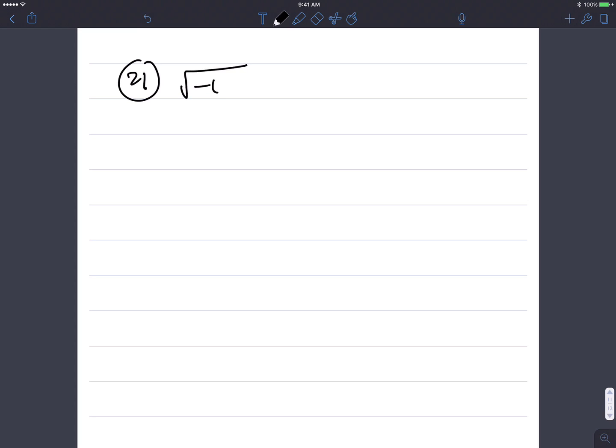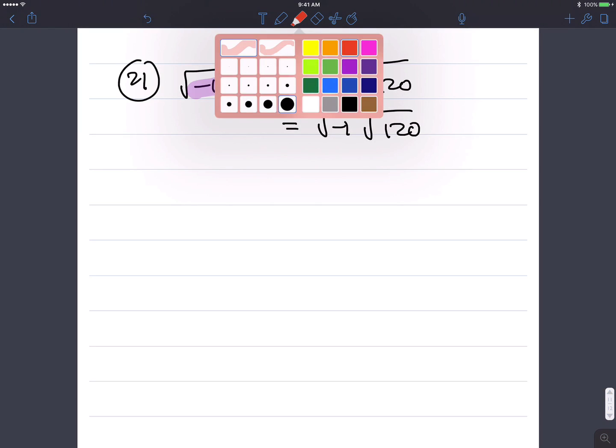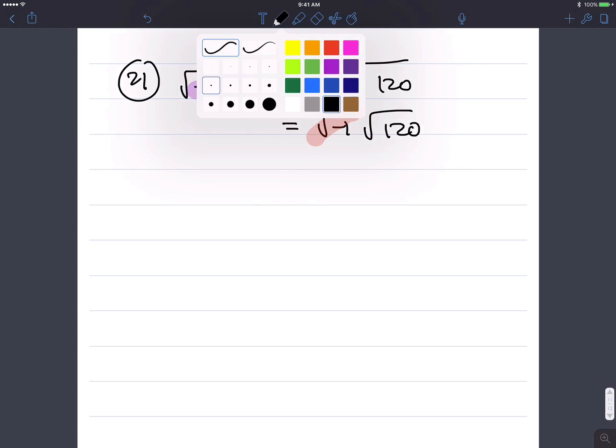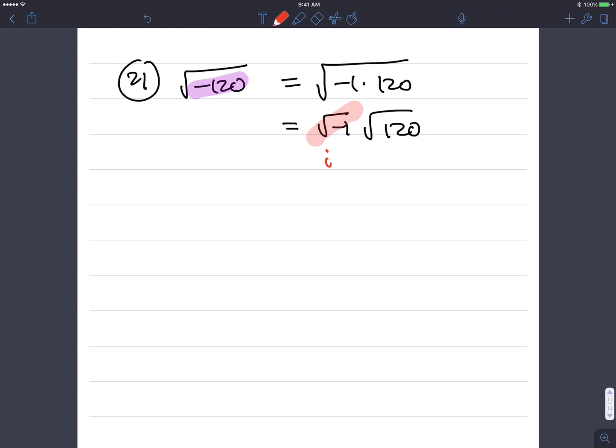Square root of negative 120. Notice I have a negative number under my radical. We're going to write this as square root of negative 1 times 120. We're going to use the product rule: square root of negative 1 times the square root of 120. Now, the square root of negative 1 here, we replace that with i. The square root of 120 can be simplified.